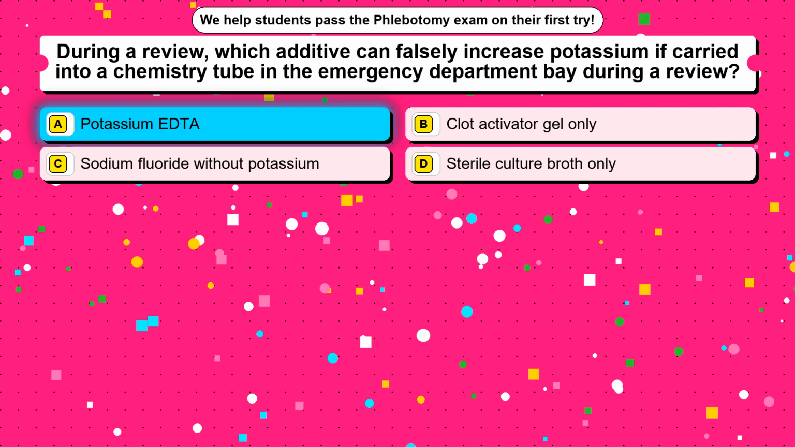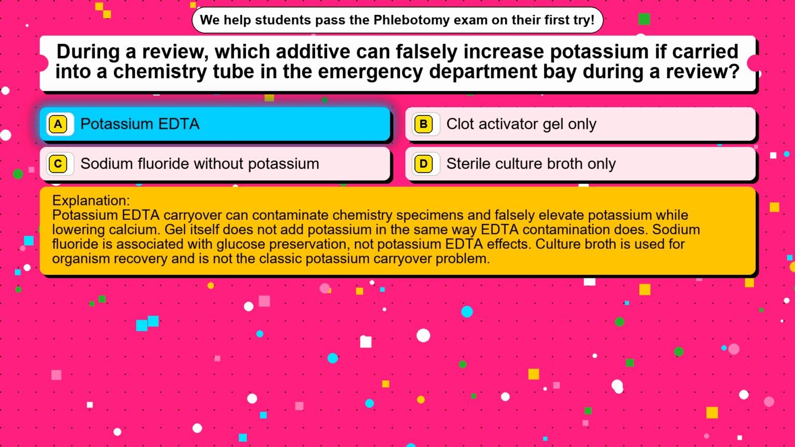The correct answer is option A. Potassium EDTA. Potassium EDTA carryover can contaminate chemistry specimens and falsely elevate potassium while lowering calcium. Gel itself does not add potassium in the same way EDTA contamination does. Sodium fluoride is associated with glucose preservation, not potassium EDTA effects. Culture broth is used for organism recovery and is not the classic potassium carryover problem.